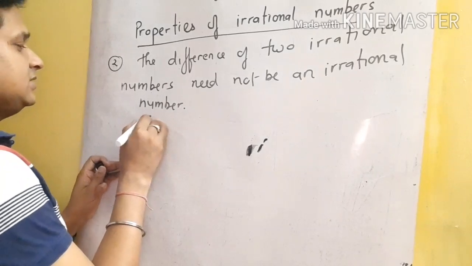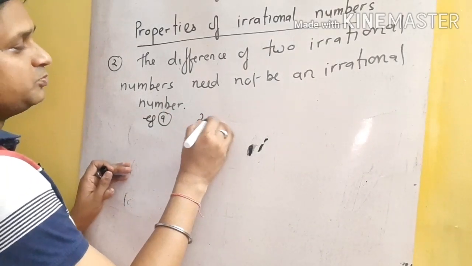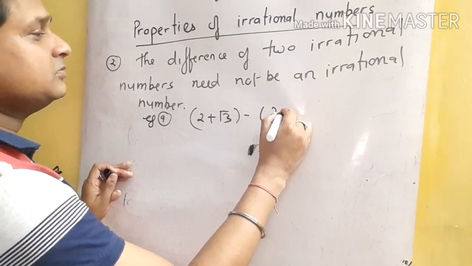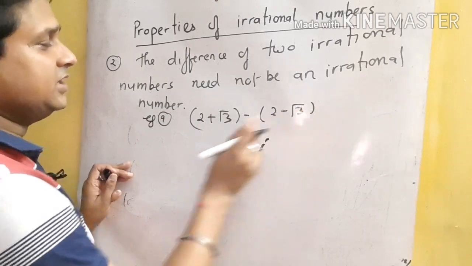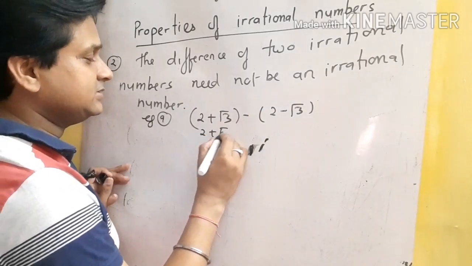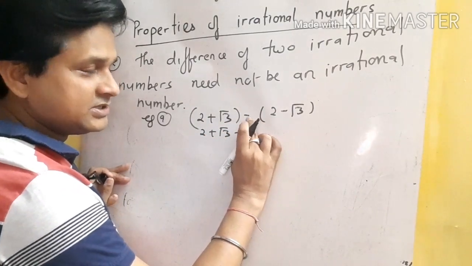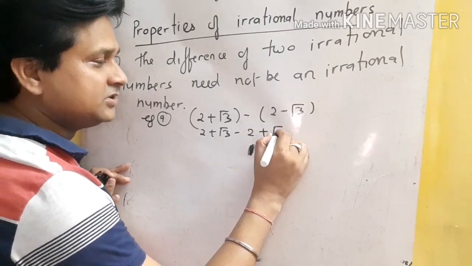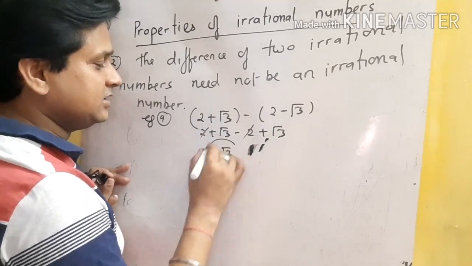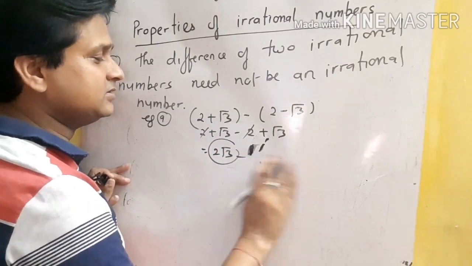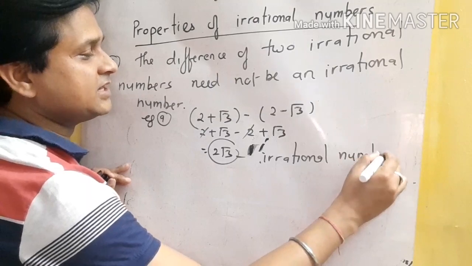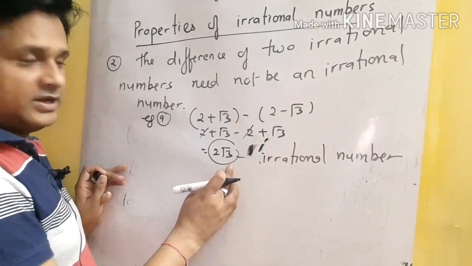Let's take one example. So example number A. So 2 plus root 3, I just wrote minus because difference is there, 2 minus root 3. This is an irrational number, this is also an irrational number. Open the bracket, and because of the minus sign, the sign will change. This will be plus root 3, and the 2 and 2 cancel, we have 2 root 3. This is an irrational number. So in this example both were irrational numbers and the result is an irrational number.